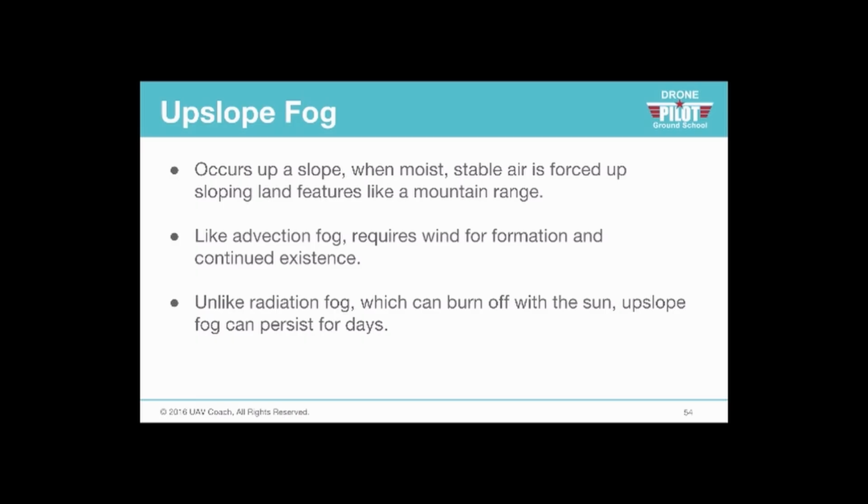Upslope fog occurs up a slope. There's moist, stable air. It's forced up sloping land features like a mountain range. And similar to advection fog, upslope fog requires wind for formation and continued existence. But unlike radiation fog, which can burn off with the sun, upslope fog can persist for days.